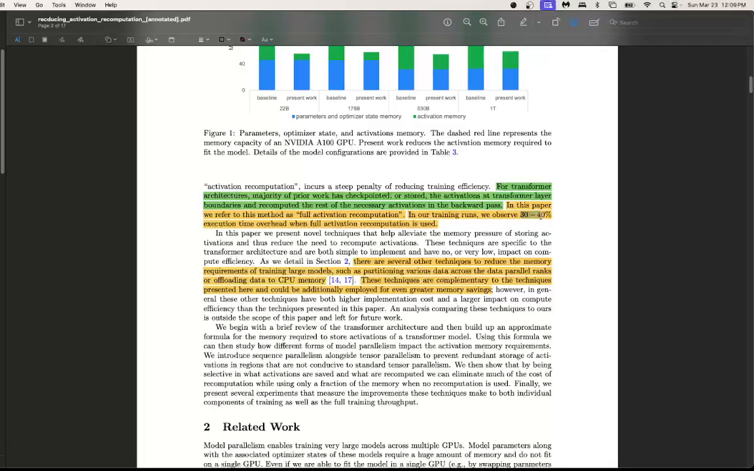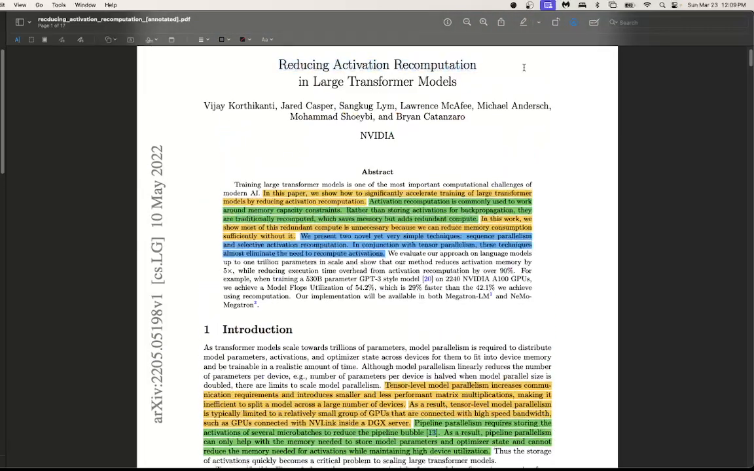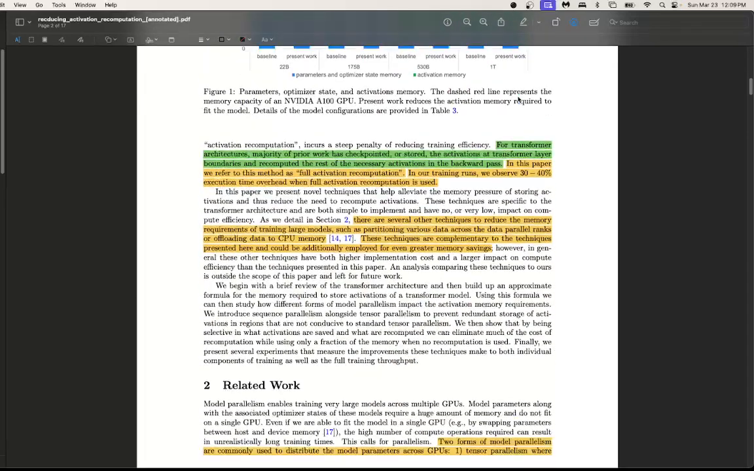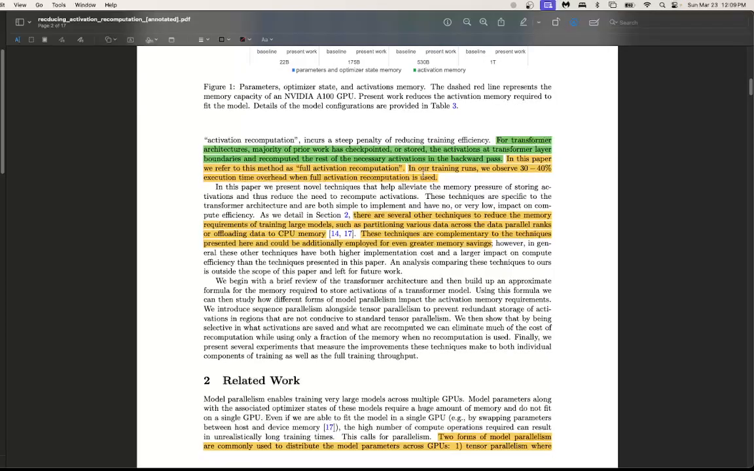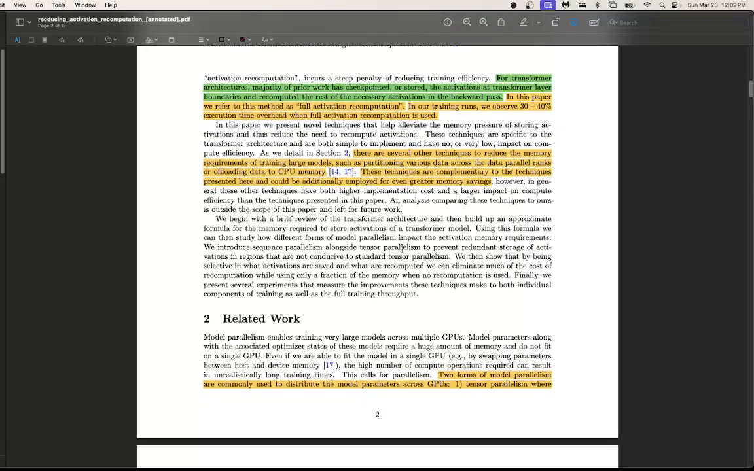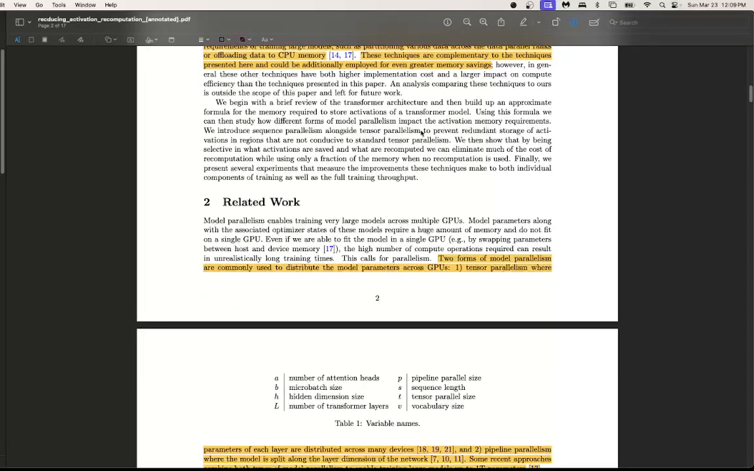But they note there's a 30 to 40% execution time overhead when using full AC. So that's what they're looking at here. Remember the title of the paper, Reducing Activation Recomputation. They're wondering about this overhead: is there something else we can do? Can we avoid recomputing all the activations but still train these large models? They do note here that other techniques to reduce peak memory usage, like CPU offloading, are orthogonal, and you can get even greater memory savings if you use those.